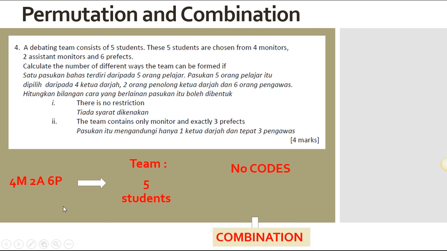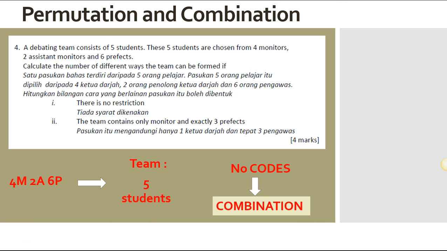Let's calculate. This is a question on combination because there are no codes, no words, no repetition, no arrangement and so on. There is no restriction, which means you need to know the total number of students. The total number of students is 12, because 4 plus 2 plus 6 is 12. Now, 5 is chosen out of 12. That will be 12C5, sorry, and that will be 792 ways the team can be formed.